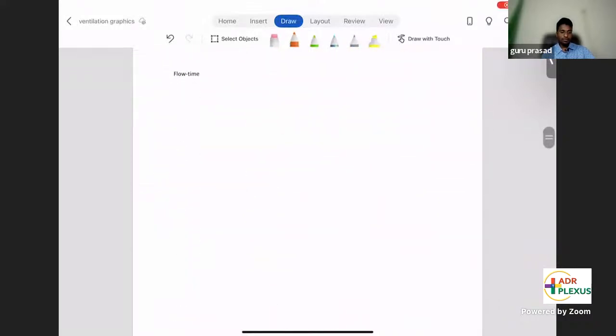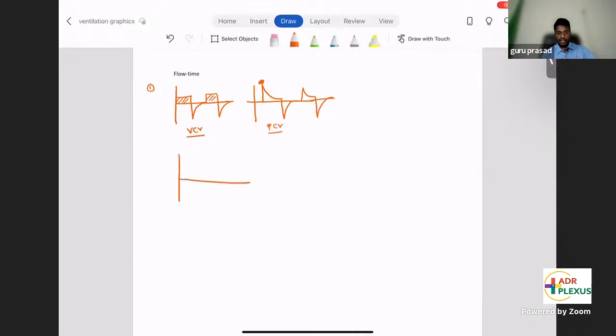Okay, so basically, with the flow time graph, how will you know which type of ventilation it is? I will ask you, of these two, which is a volume control ventilation and which is a pressure control ventilation? I told you volume control ventilation will have a constant flow, whereas a pressure control ventilation will have a peak flow that rises at the beginning of the inspiration itself. And another thing, based on this graph, if I ask, you can know the cycling also.